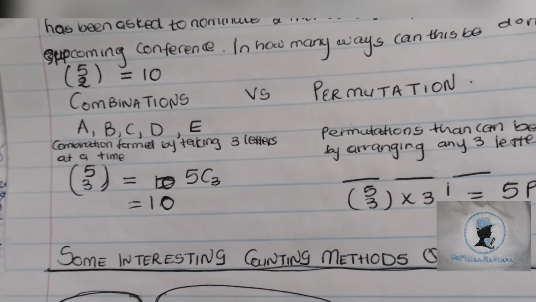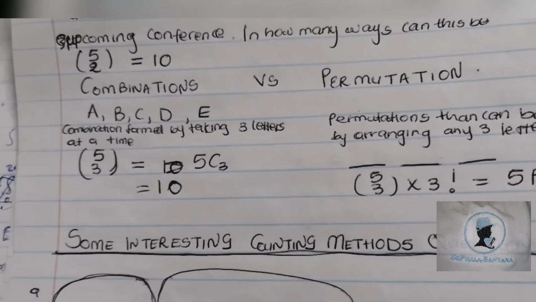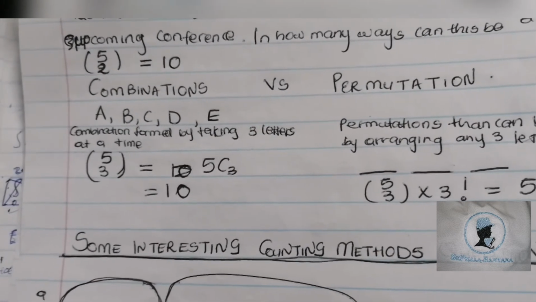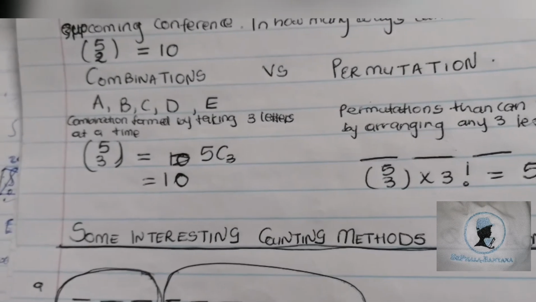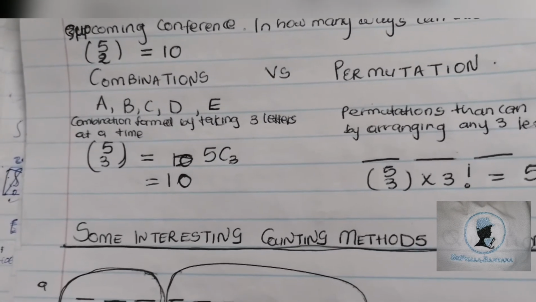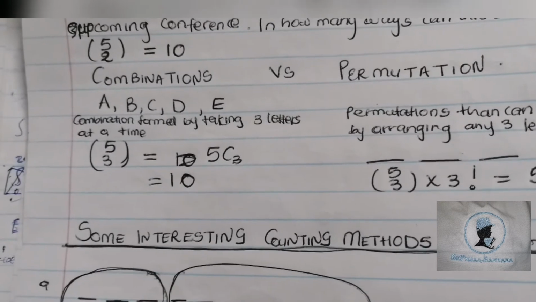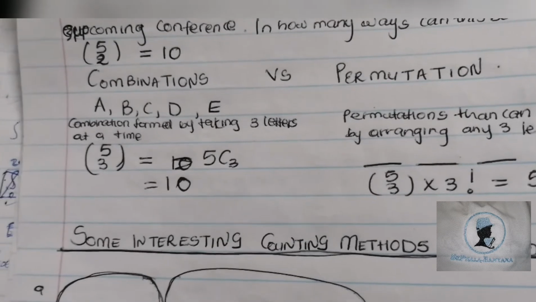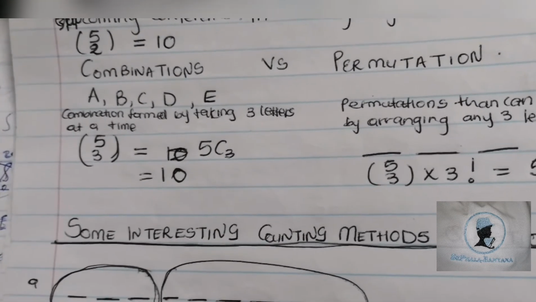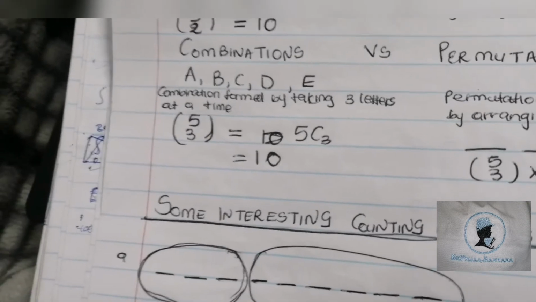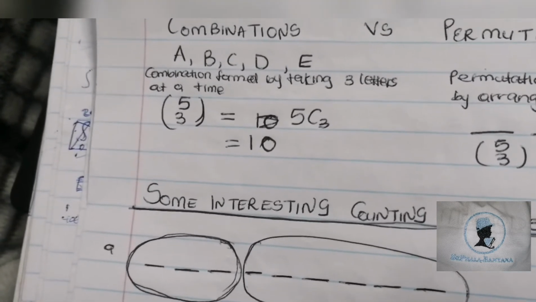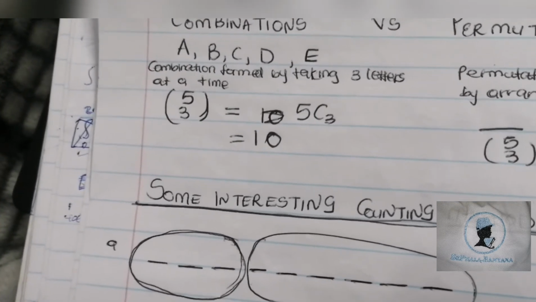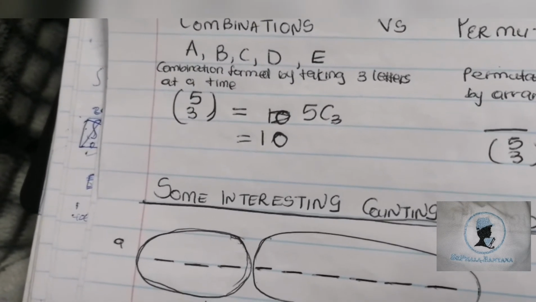I want to show you the difference between combinations and permutations using these two questions. So we have A, B, C, D, and E. They say write down or find the combinations formed by taking 3 letters at a time. So guys, in combination, I told you that order doesn't matter, right? So you are just going to say 5 choose 3.